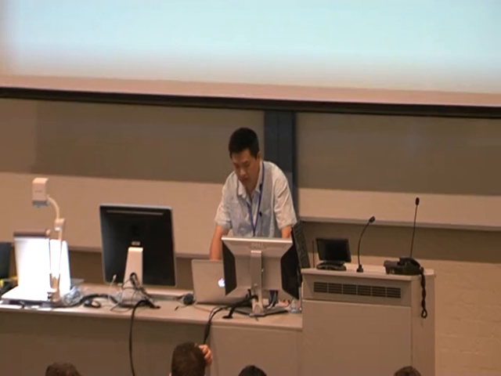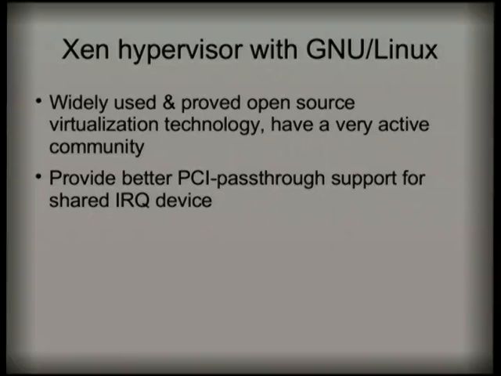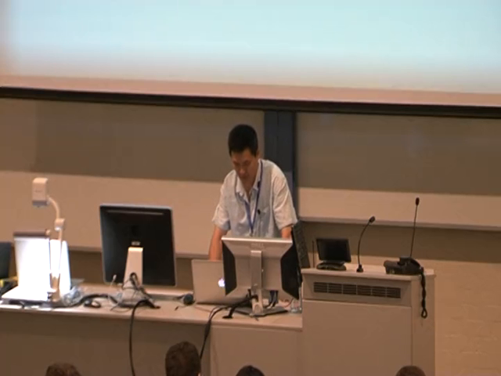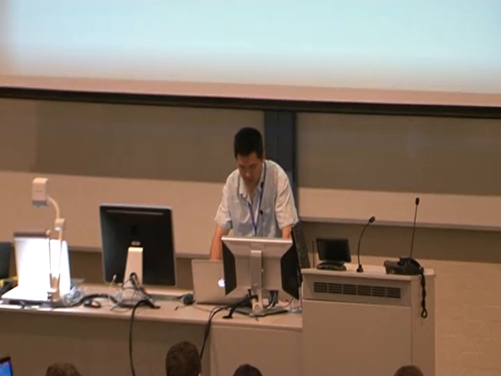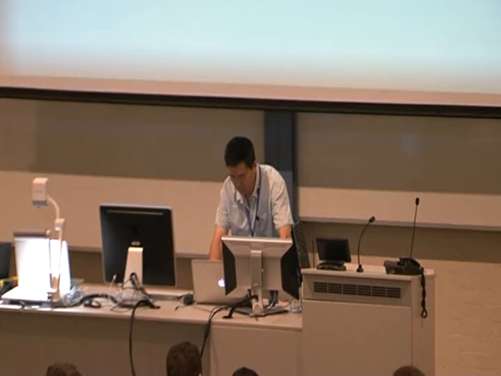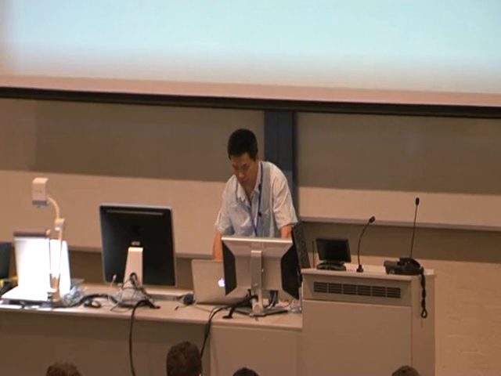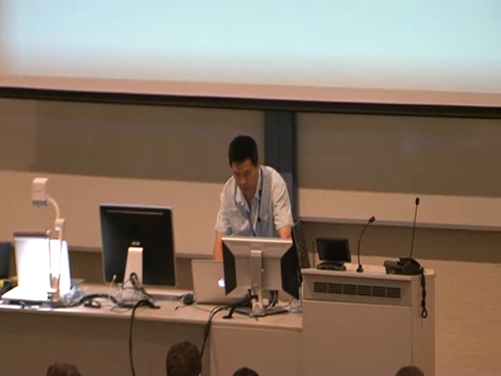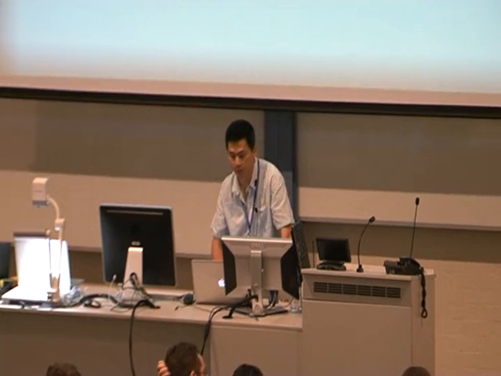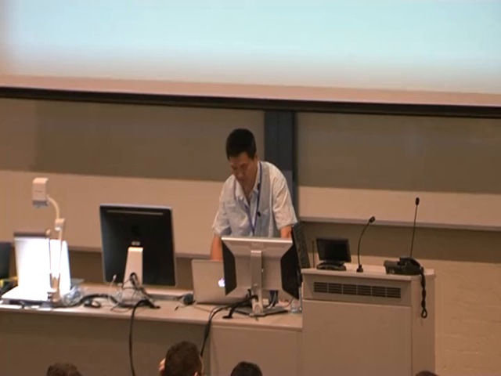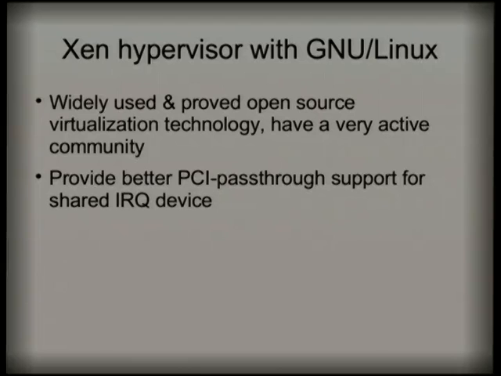And also, this is actually the main reason we chose Xen over KVM, because at the time when we set up this networking lab, the wireless network card we're using actually shares the IRQ with the USB controller of the motherboard, and KVM doesn't support PCI pass-through for shared IRQ devices.